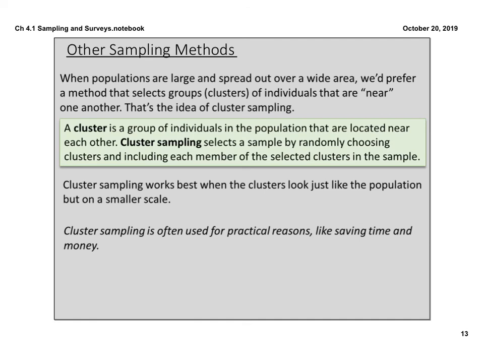Another method: when populations are large and spread out over a wide area, we'd prefer a method that selects groups or clusters of individuals that are near one another. That's the idea of cluster sampling. A cluster is a group of individuals in the population that are located near each other. Cluster sampling selects a sample by randomly choosing clusters and including each member of the selected clusters in the sample. Cluster sampling works best when clusters look just like the population but on a smaller scale. It is often used for practical reasons like saving time and money.